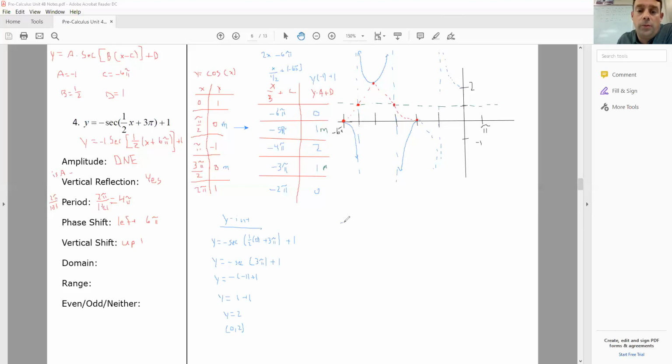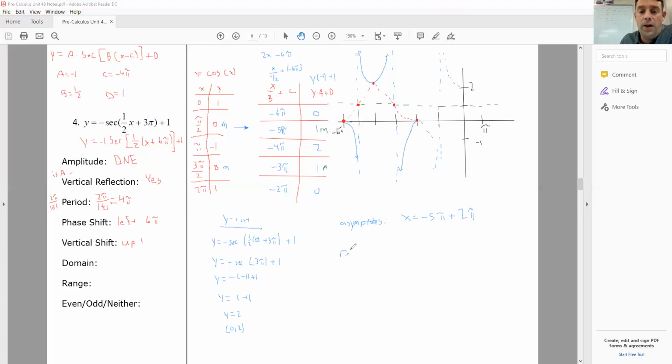My asymptotes. So I just got to find one point that was on the midline. So the first one I got was negative 5, so I'll use that. So my asymptotes then are at negative 5 pi. And then I do half of the period length. So if the period was 4 pi, half the period length would be 2 pi.